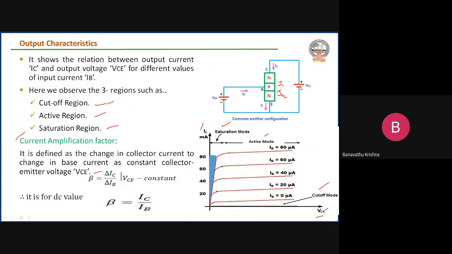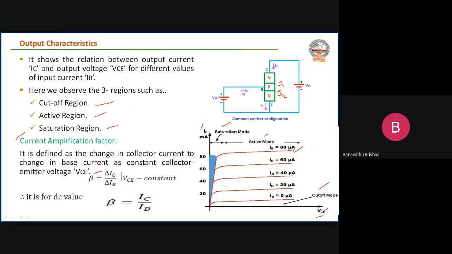VCE is going to increase while maintaining the base current constant, and the collector current will increase in order, right? It is in active mode. So coming to saturation mode, both junctions, junction J1 and junction J2, are in forward bias condition. In this region, there is a large change in collector current with a small change in VCE.